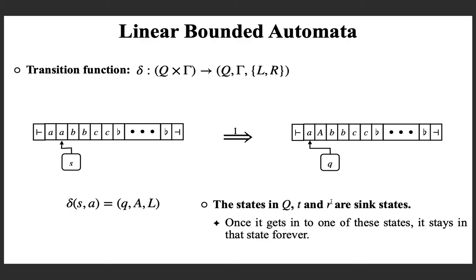in that state forever. That is, if a linear bounded automaton gets into T, then it has to remain in T forever. Maybe you can move left and right and change the symbols, but you cannot come out of the state T. Similar case for R as well. And note that T is the accept state and R is the reject state. With this, let us proceed and see what language is represented by a linear bounded automaton.